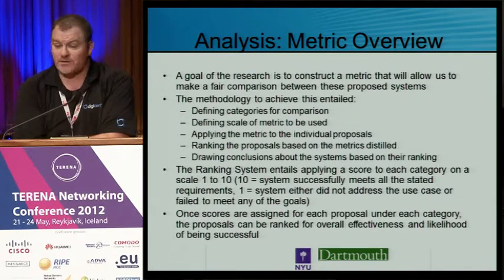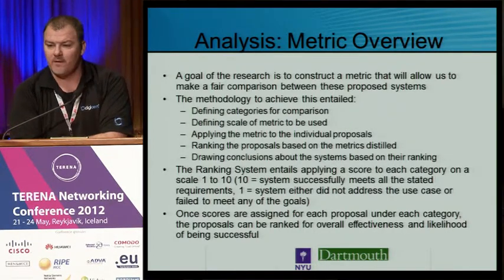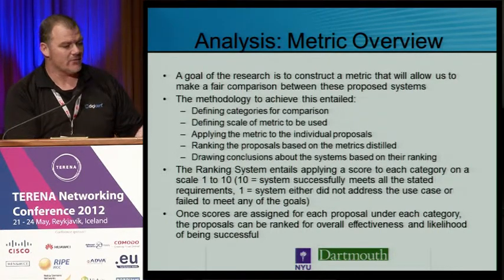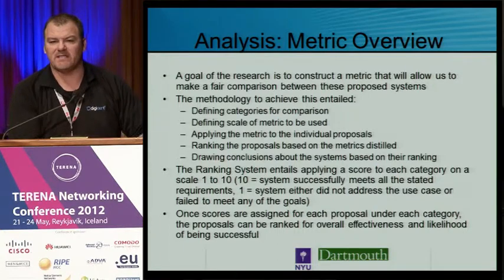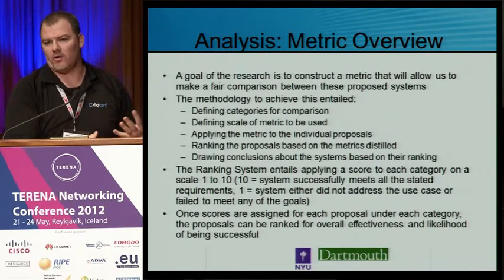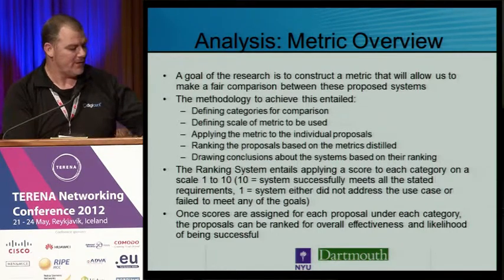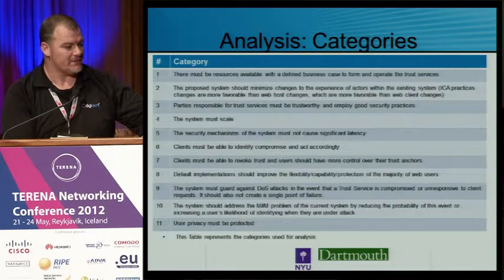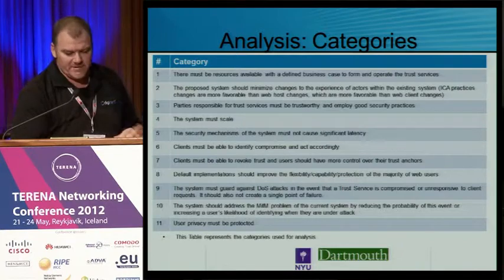Basically, the researchers defined a metric for evaluating each of these against a certain set of categories and just give them a rating of 1 to 10. Eventually they came up with a metric that applied to all of them. That was a difficult thing to do, but they came up with something they believe works. And this is the set of categories that they came up with.